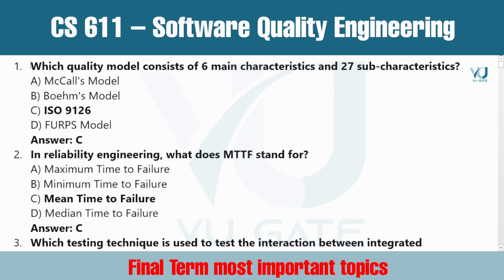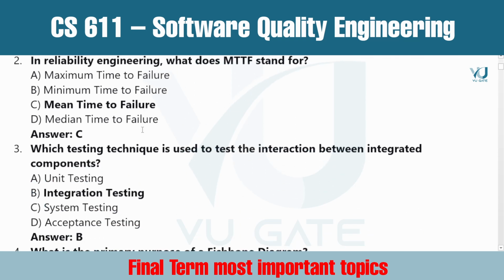Question 1. Which quality model consists of 6 main characteristics and 27 subcharacteristics? The correct answer is option C, ISO 9126. Question 2. In reliability engineering, what does MTTF stand for? The correct answer is option C, mean time to failure.